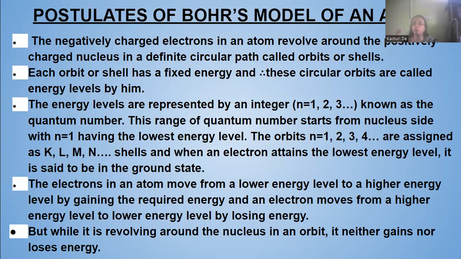So what postulates did Bohr give? The negatively charged electrons in an atom revolve around the positively charged nucleus in definite circular paths which are known as orbits or shells. Each orbit or shell has a fixed energy, and these circular orbits are the energy levels which are named by him. The energy levels are represented by an integer, that is n, which means 1, 2, 3, etc., known as quantum number. The range of quantum numbers starts from the nucleus side with n equal to 1, having the lowest energy level. The orbits n equal to 1, 2, 3, or 4 are assigned as the K, L, M, N shells. And when the electron attains the lowest energy level, it is said to be in the ground state.